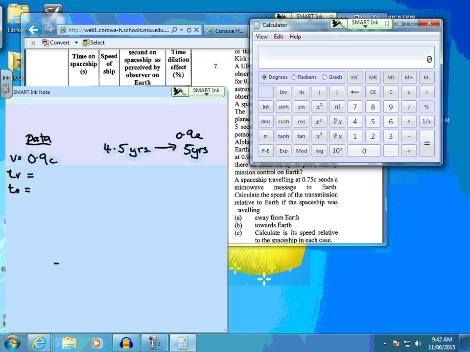How long is it going to take the person in the spaceship according to their watch to do it? So what we've got is T equals T naught divided by the square root. And we always write our formula in. The reason you write your formula in, guys, is when you're doing your exam, if you get the correct formula and you do a dodgy substitution to work it out, you still get marks. If you just start putting numbers randomly in, they don't know what you're doing, you won't get it. They prefer you to write in the numbers before you rearrange. 5 equals T naught divided by the square root of 1 minus (0.9 times 3 times 10 to the 8) squared, all over 9 times 10 to the 16.